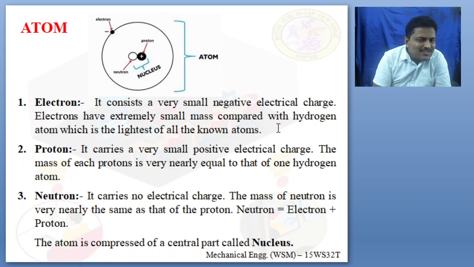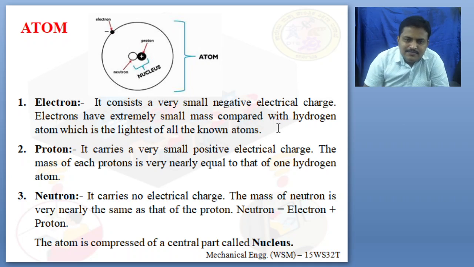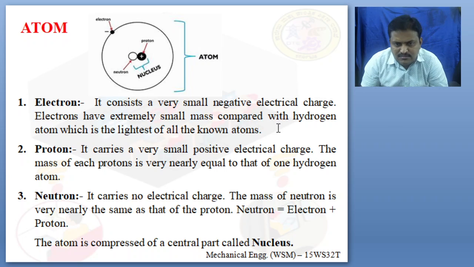Why have I taken hydrogen? Because it is the lightest of all the atoms. Compared to hydrogen, the electrons have very small mass. So I think electrons you know very well. One thing in electron is it is negatively charged. Second one is the mass is small. Electron mass is small compared to that of hydrogen atom, which is the lightest of all the known atoms.